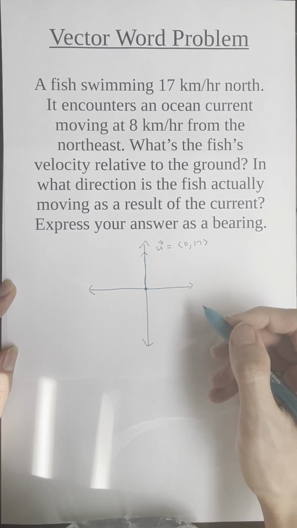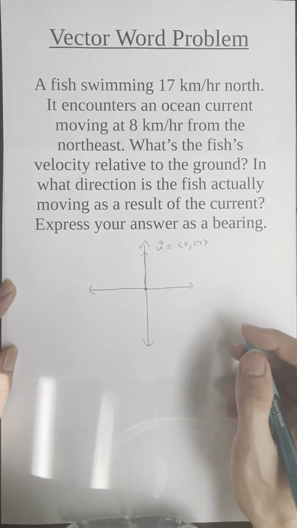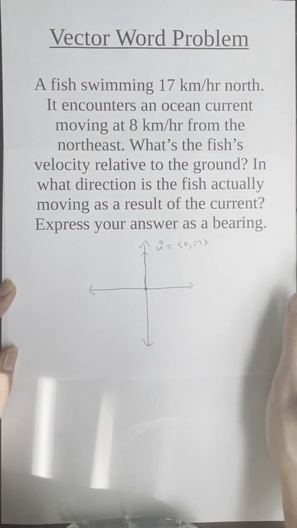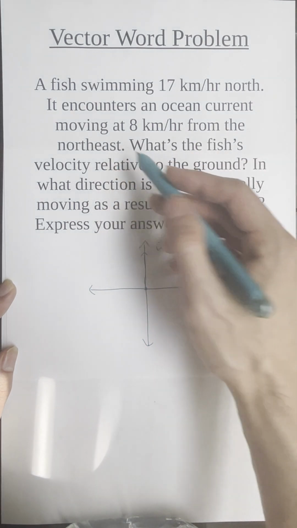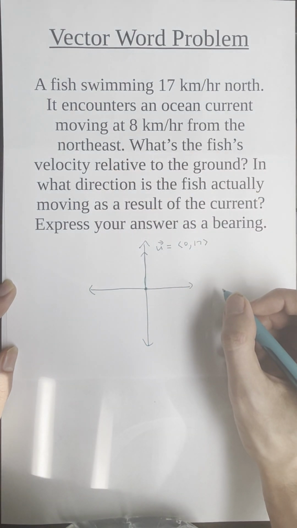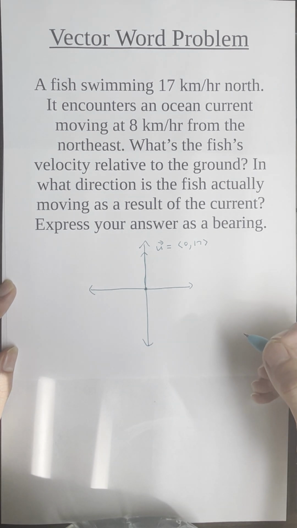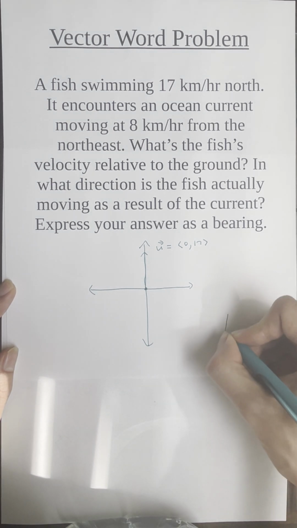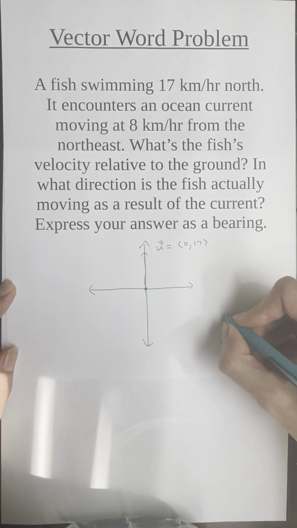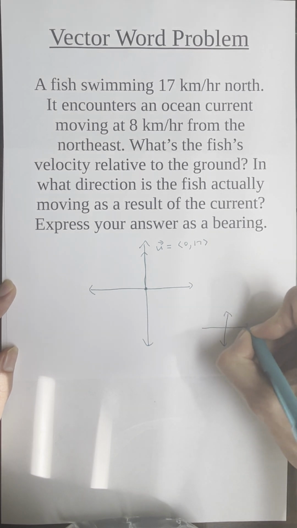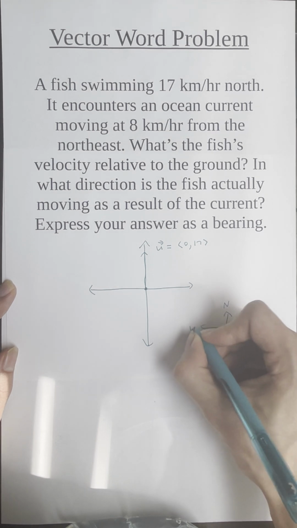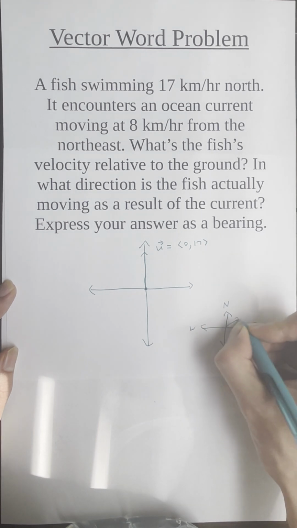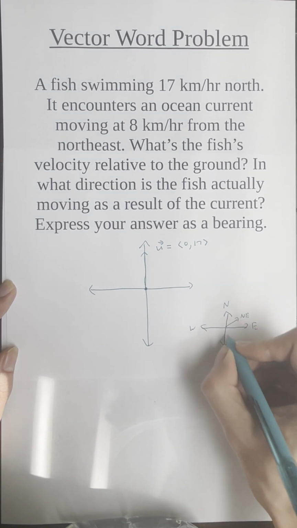Now, what happens next? It encounters an ocean current moving at 8 kilometers an hour from the northeast. Which direction is northeast? Okay, so I'll draw a compass here. So never eat soggy waffles. Okay, so this is northeast.